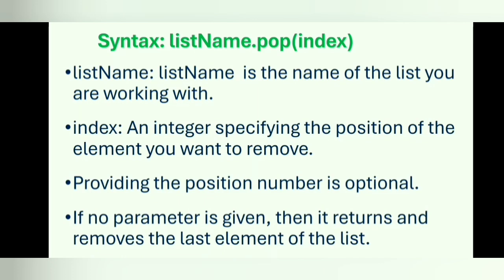Syntax: listName.pop(index). listName is the name of the list you are working with. The built-in pop method in Python takes only one optional parameter, index, an integer specifying the position of the element you want to remove. Providing the position number is optional. If no parameter is given, then it returns and removes the last element of the list. That means the default index position is -1.